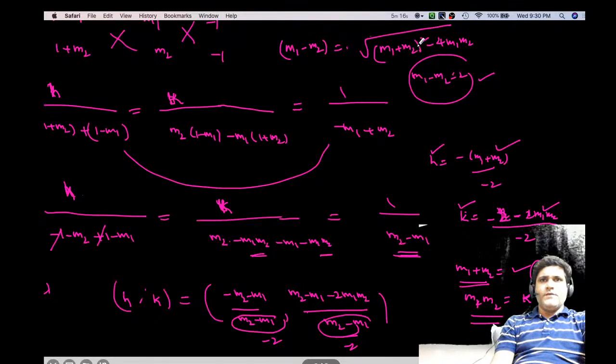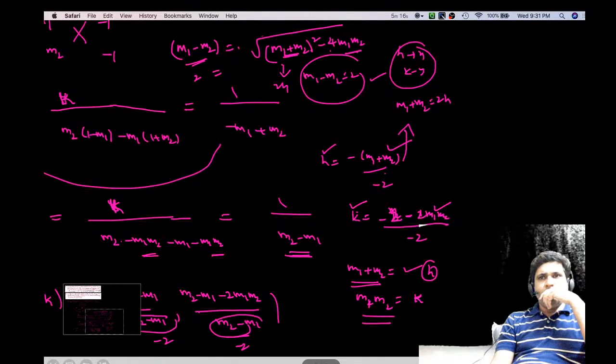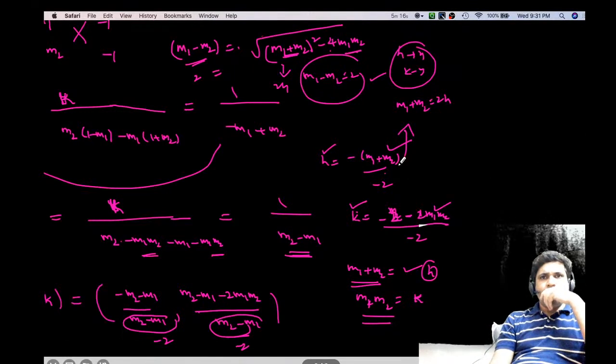This is nothing but m1 square plus m2 square minus 2 m1 m2, therefore m1 minus m2. Here m1 minus m2 is what? 2, is equal to m1 plus m2. From here m1 plus m2 is equal to 2h. You substitute here 2h. Here m1 m2 in terms of k you will get. You substitute and square on both sides, you will get the locus. m1 plus m2 is equal to 2h. Here m1 m2, what you get?